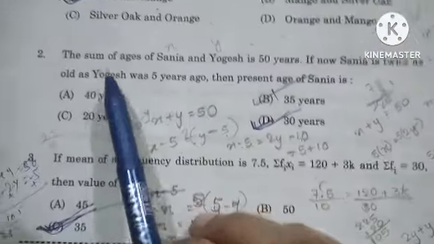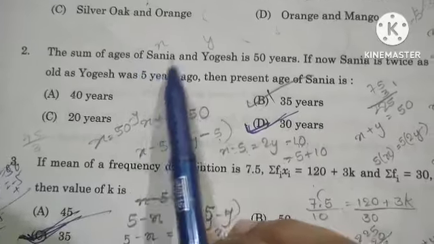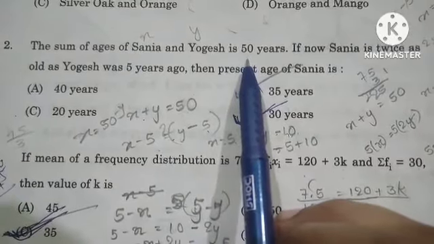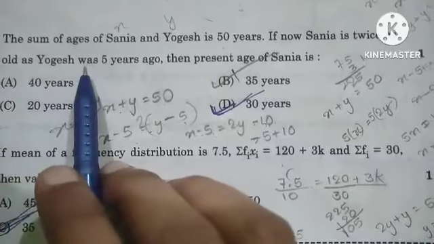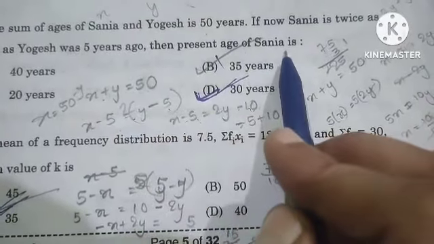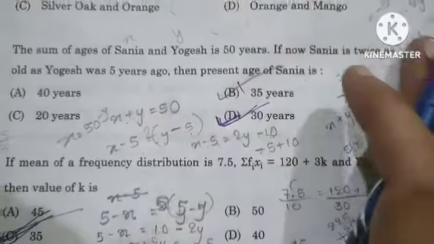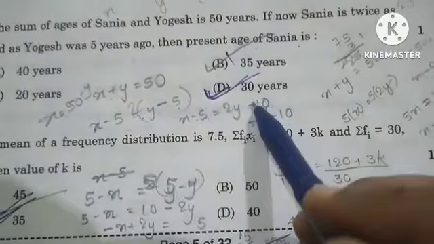Next, check question number 2. What it says: the sum of the ages of Sanya and Yogesh is 50 years. If now Sanya is twice as old as Yogesh was 5 years ago, then find the present age of Sanya. Look my dear students, the correct answer of this problem is 30 years.